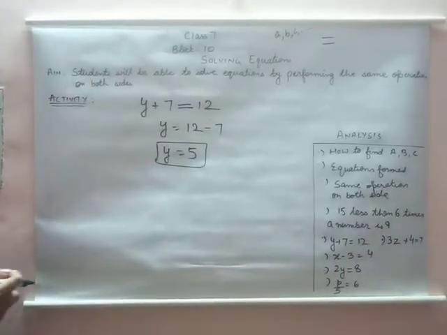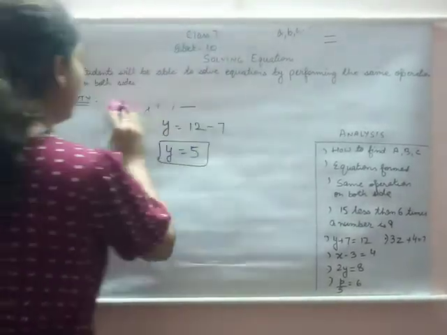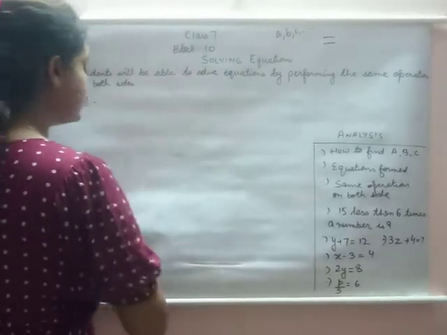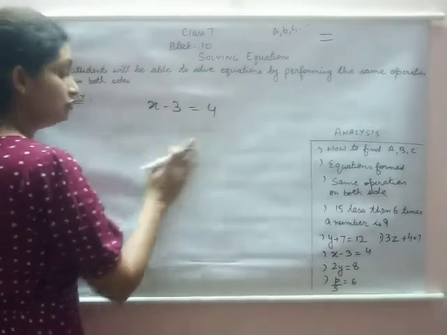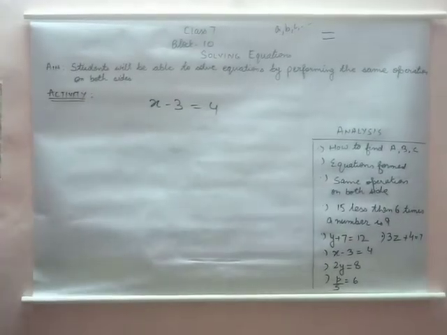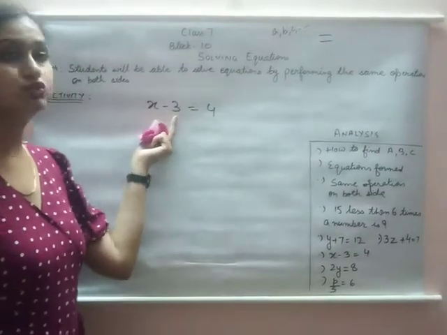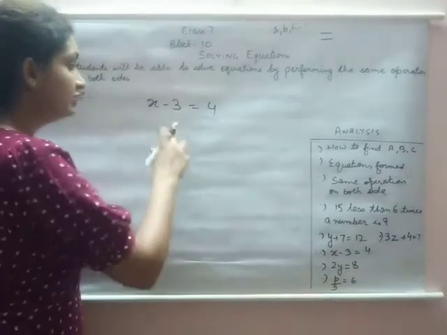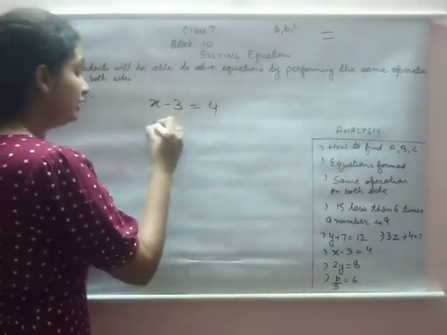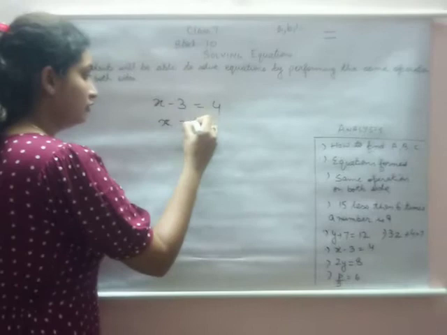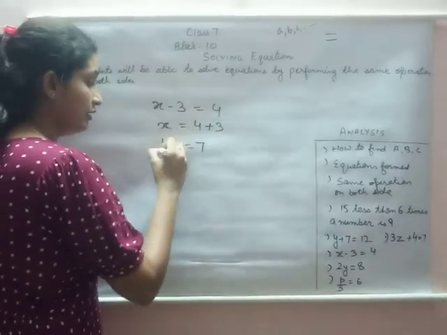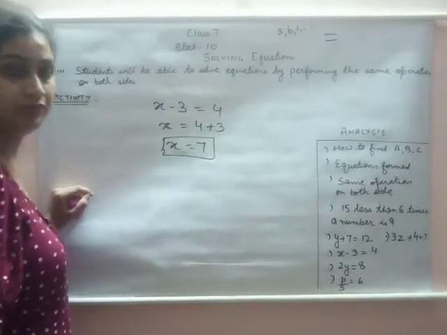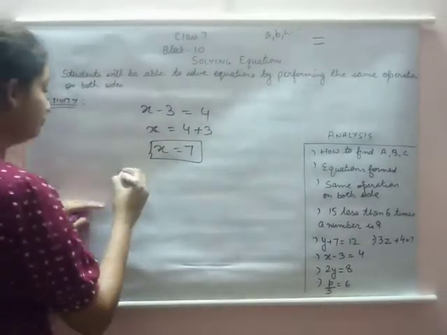Right? Now, if I have to solve x minus 3 is equal to 4, which fact is used over here? Which operation has been used? Subtraction. It will go and convert. 4 plus 3. So x is equal to 7. So simple.